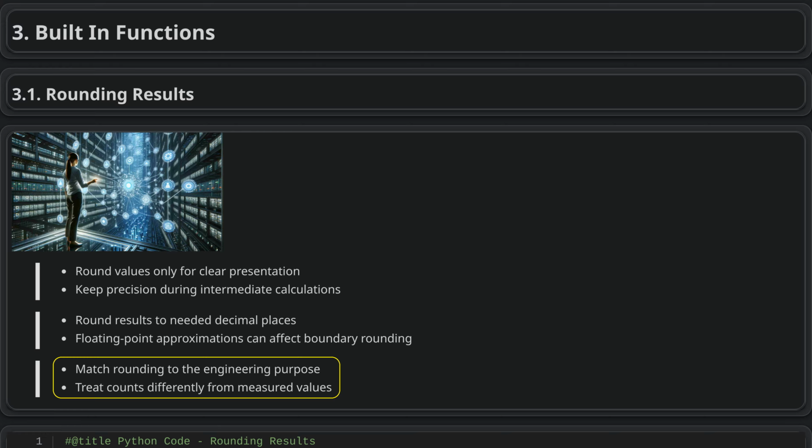Material quantities may be rounded up to ensure enough supply, while report values may simply be rounded to a suitable number of decimal places. Engineers must consider the type and purpose of each number so results stay clear, consistent, and reliable.